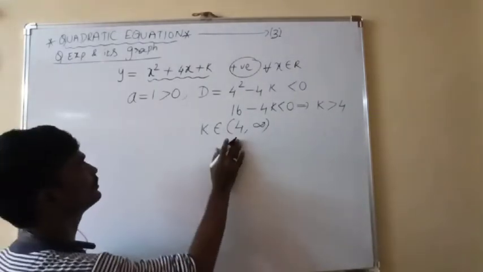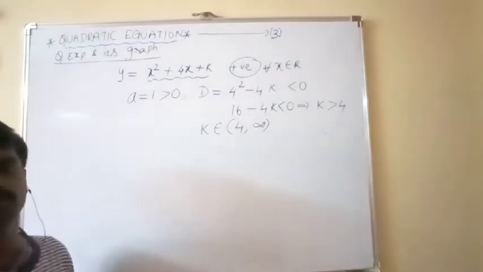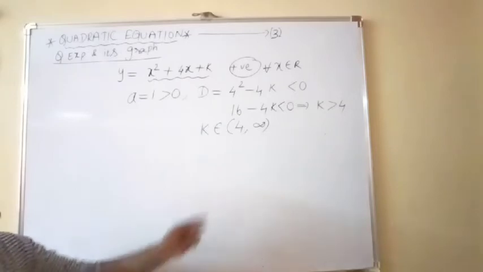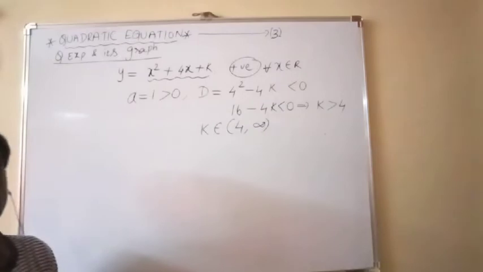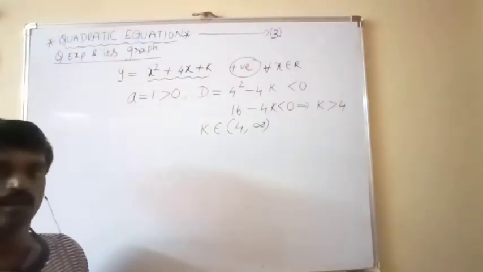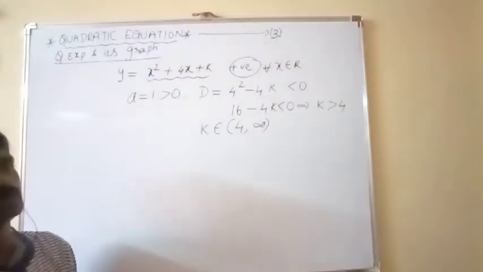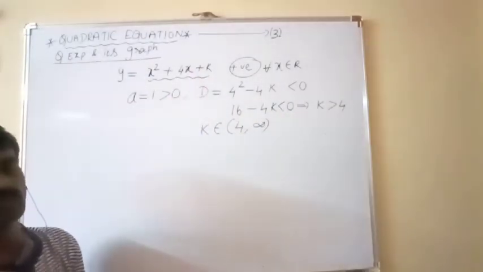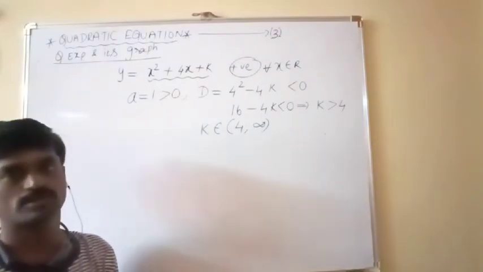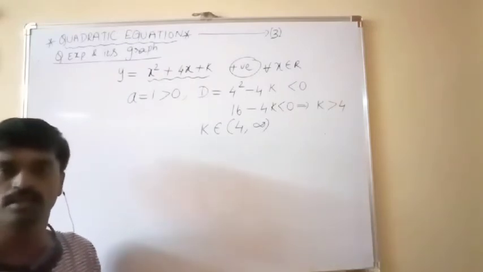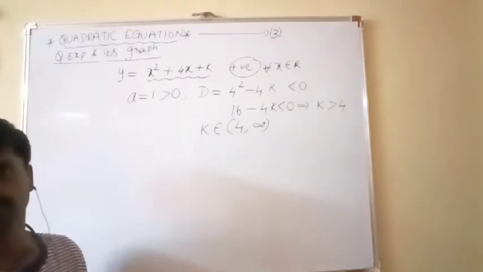So for these values of k, this quadratic expression is always positive for all real numbers x. If you substitute k value 5, 6, etc., or even 4.1, no problem, then if you draw the graph, it will be completely above the x-axis. That means this value is always positive. Suppose you substitute k value 5, so you get x square plus 4x plus 5. That expression is always positive for all x belongs to R. That means instead of x, if you substitute any number, x square plus 4x plus 5 gives a positive number.